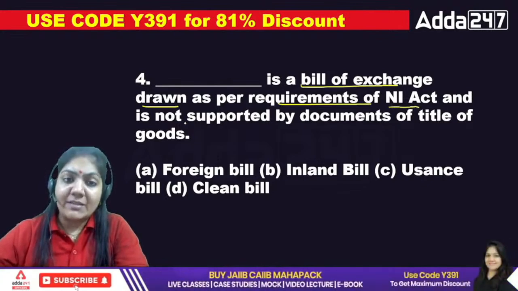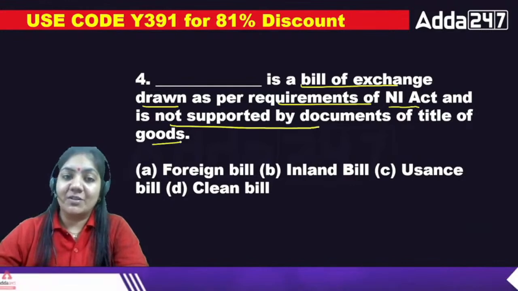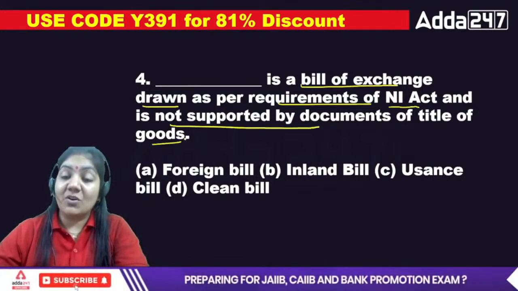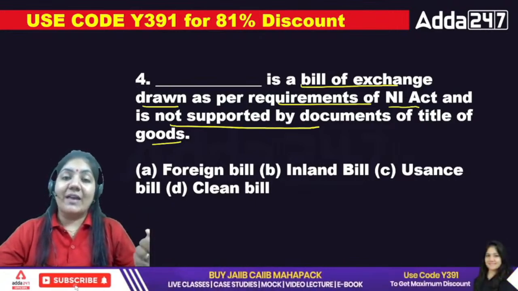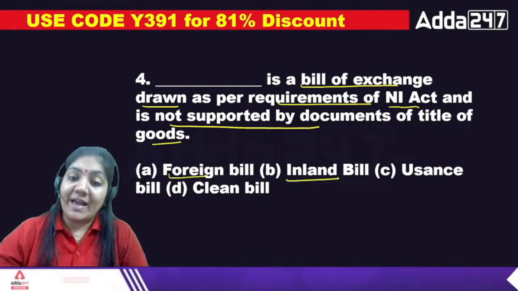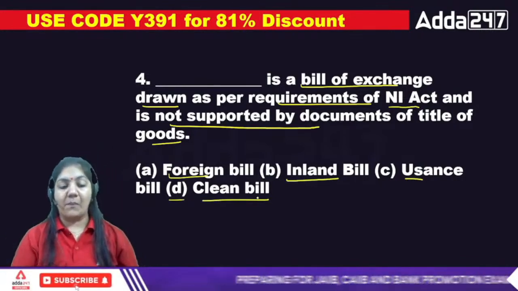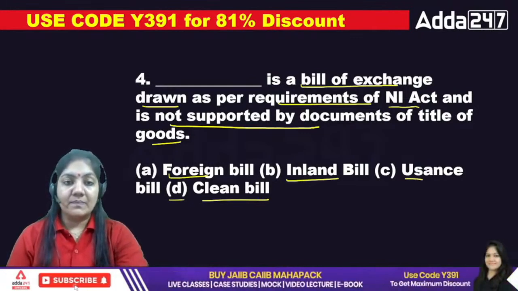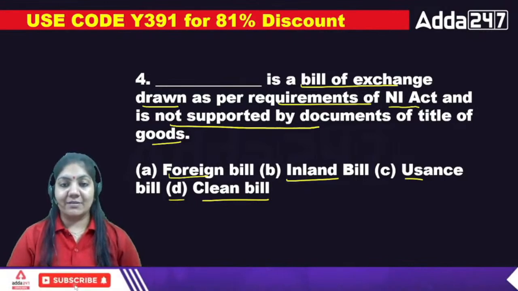Act and is not supported by documents of title of goods. Not supported by documents of title of goods. I'm highlighting the keyword that will help you find the answer. Is it foreign bill, inland bill, usance bill or clean bill? What is the exact answer? Fourth one, what is the exact answer?